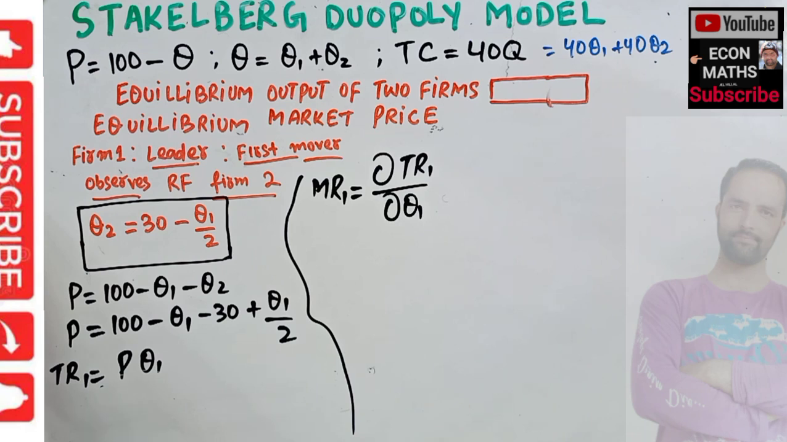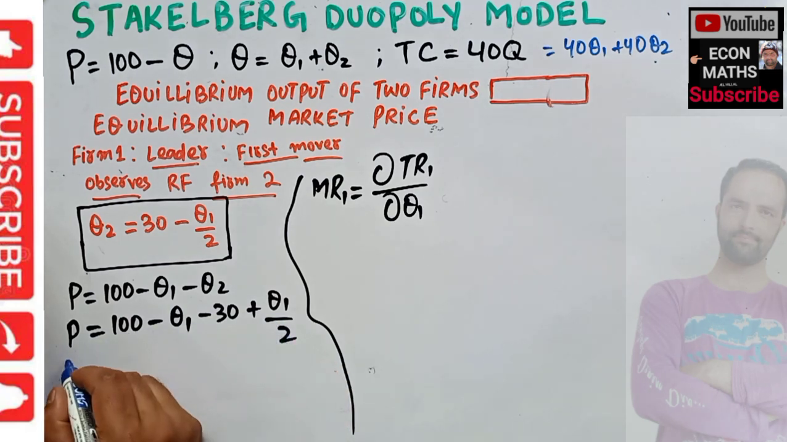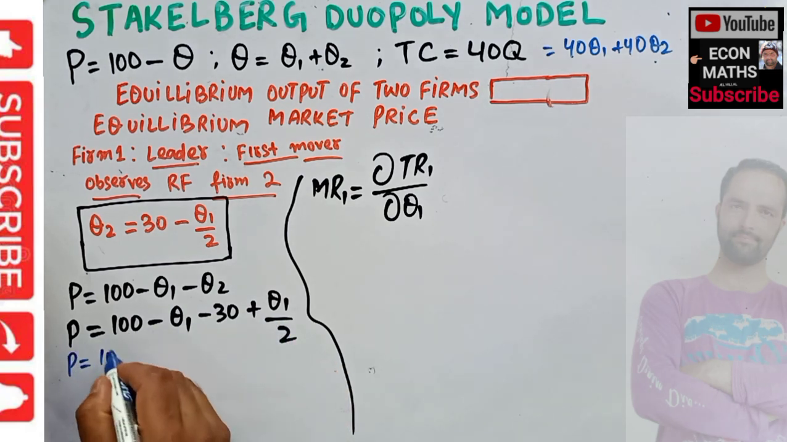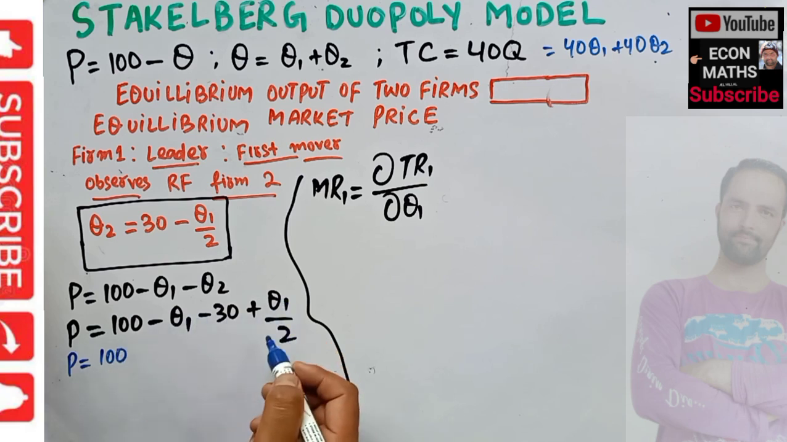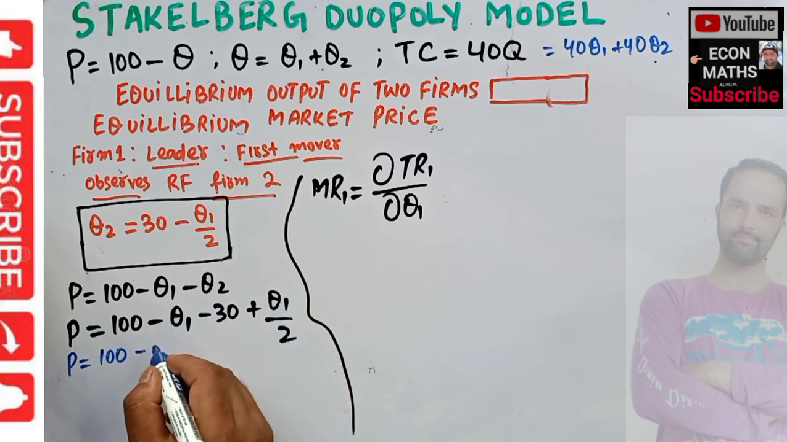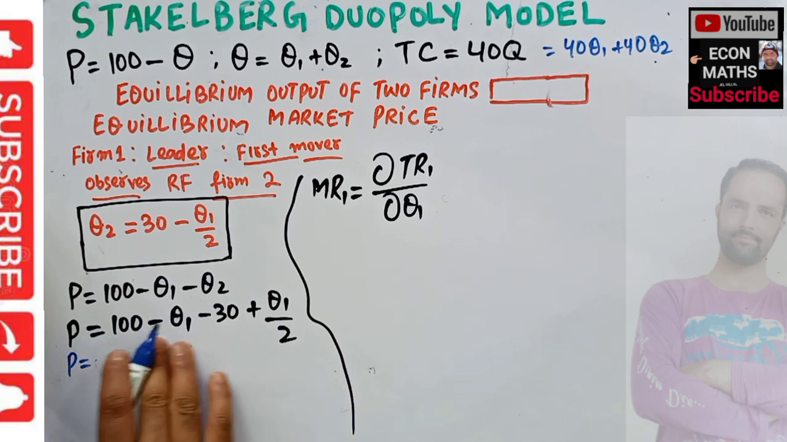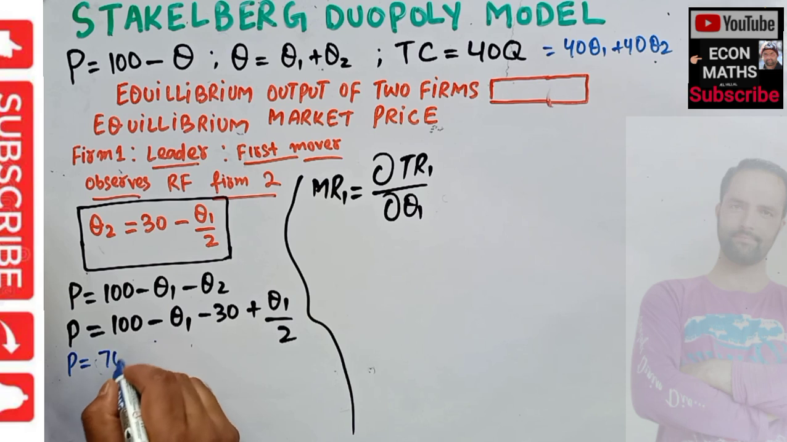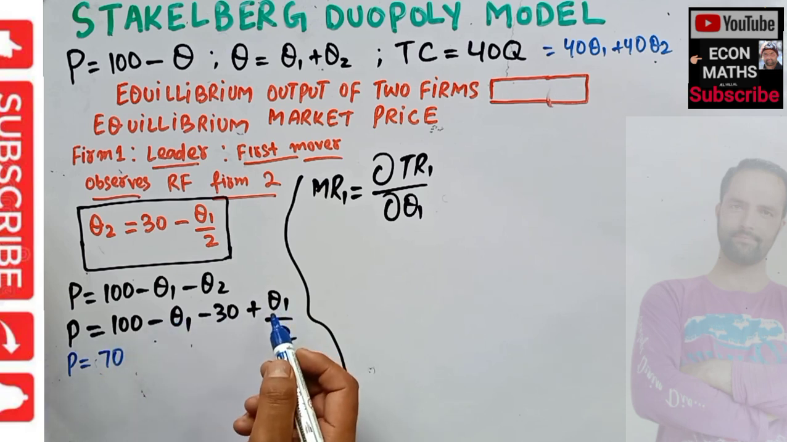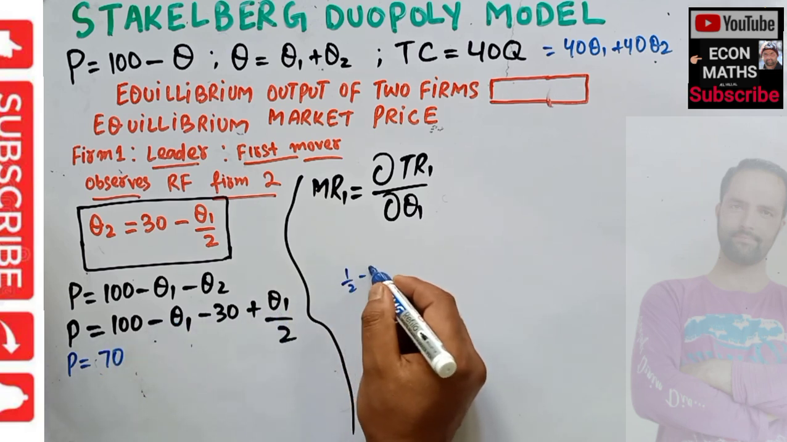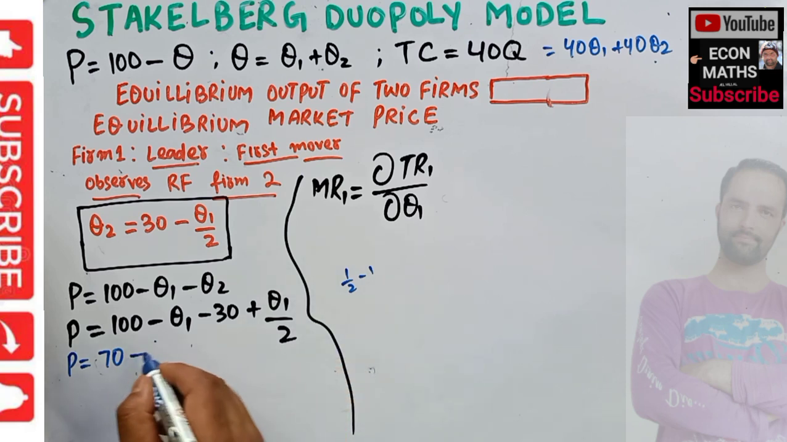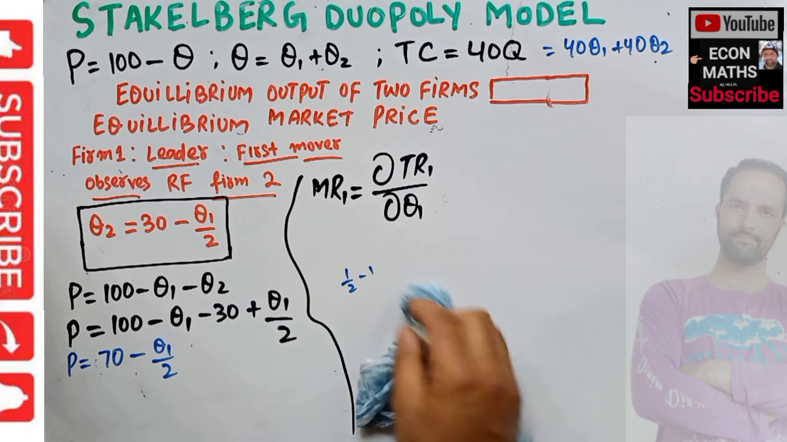So P is equal to, let me solve it again here. It will become P is equal to 100 minus 30, let us save the space, 100 minus 30 is 70. Minus q1 plus q1 upon 2, that means we have 1 upon 2 minus 1. This is minus 1 upon 2, that means minus q1 upon 2. This becomes our demand function.